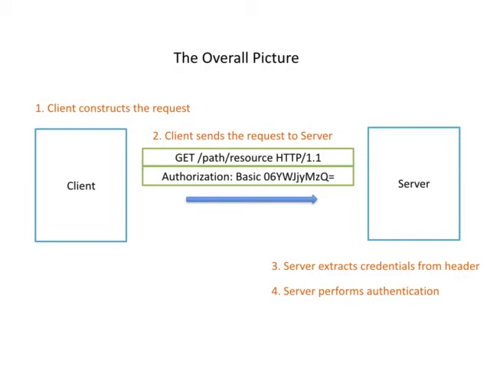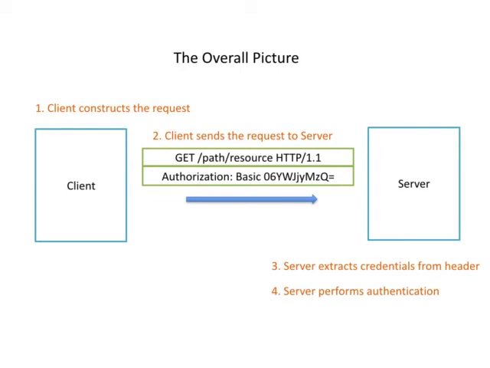The server receives the request and inspects the authorization header. From the authorization header, it extracts the base64 encoded string. The server then runs this base64 encoded string through a reverse process called base64 decoding, which provides the server with the unencoded data that was transmitted, that is the username:password information.